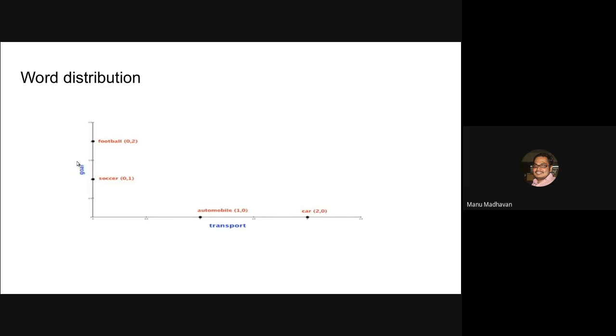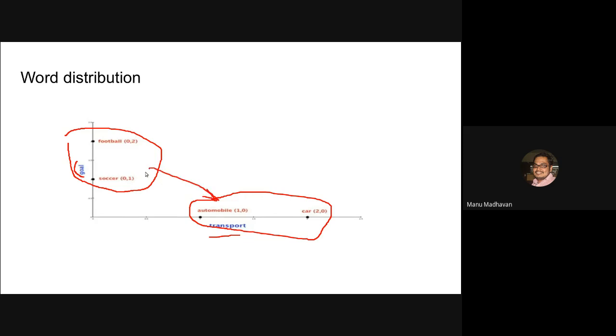So for example, with respect to the goal and transport domain, you can see football and soccer are here, and automobile and car are here. So you can see automobile and car are very close in this domain. Football and soccer are close in this domain. They are very far from each other. So this is practically correct also. So this is the advantage of a word semantic representation.